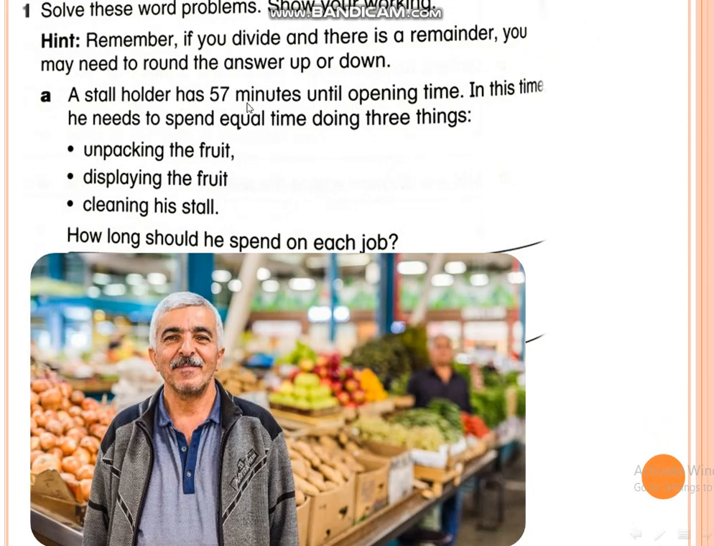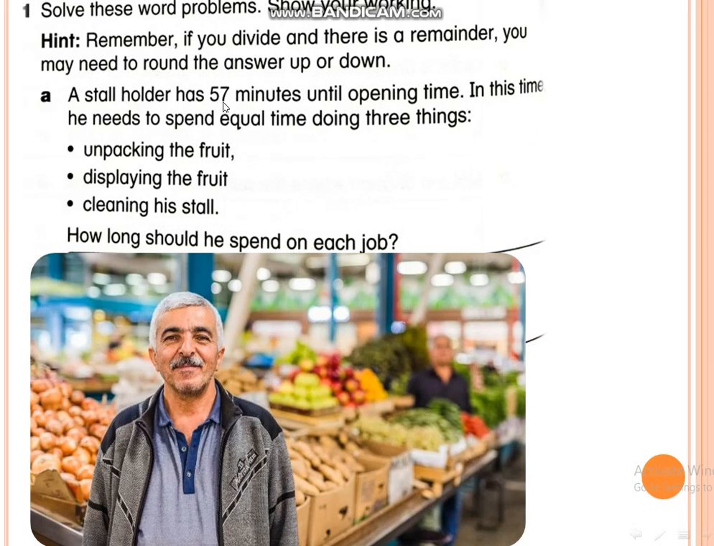A stall holder has 57 minutes until opening time. In this time, he needs to spend equal time doing 3 things: unpacking the fruits, displaying the fruits, and cleaning his stall. How long should he spend on each job? This is a stall holder, person who obviously sells vegetables and fruits. Before he opens, he has 57 minutes to do 3 different tasks or jobs. First, he needs to unpack the fruits, display the fruits, clean his stall.